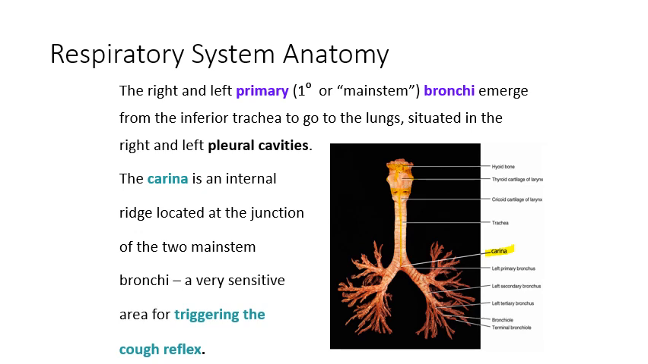So if you inhale something and it makes it all the way down to the carina, and it's something besides air, it's going to trigger a coughing reflex, so you'll cough reflexively.